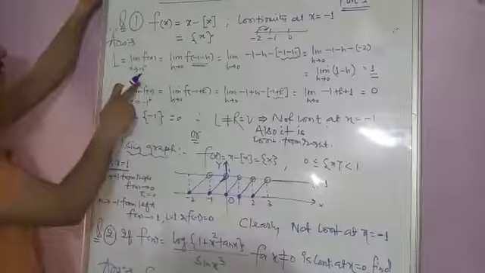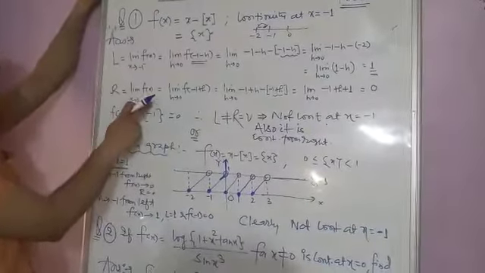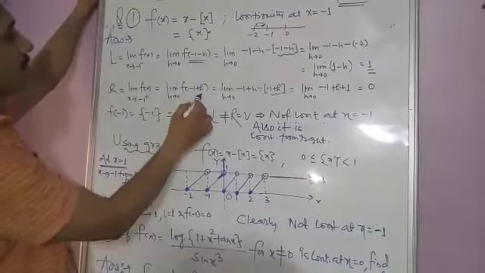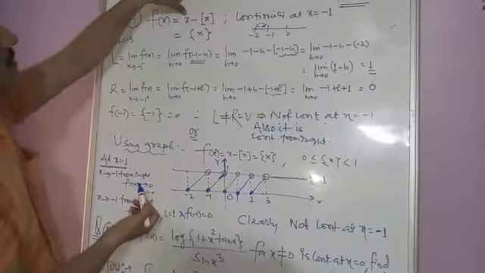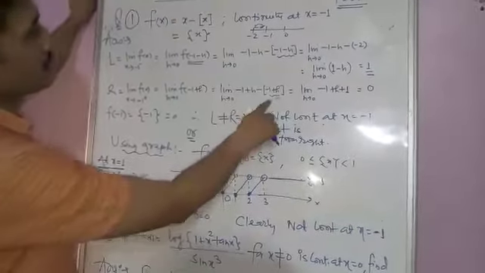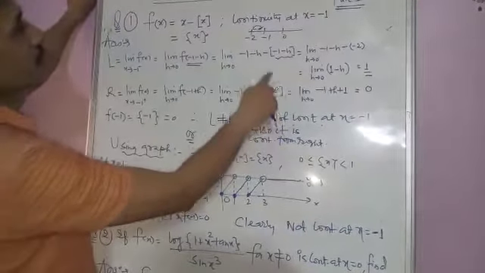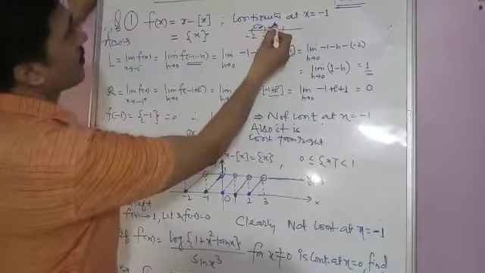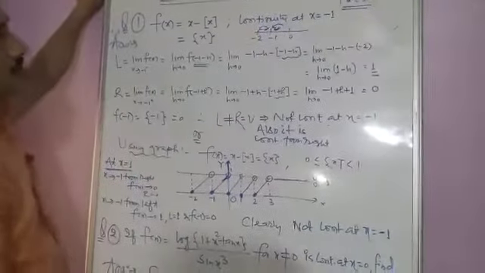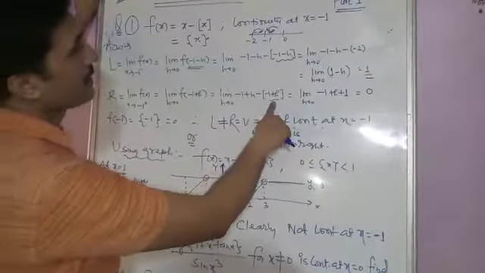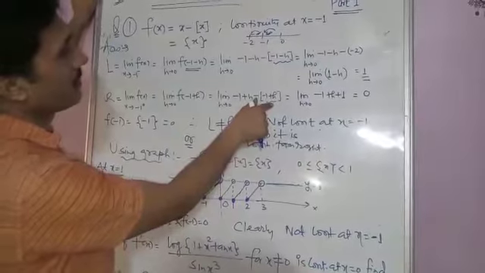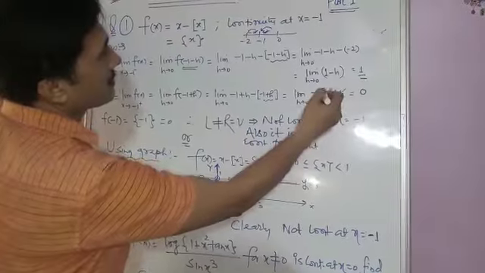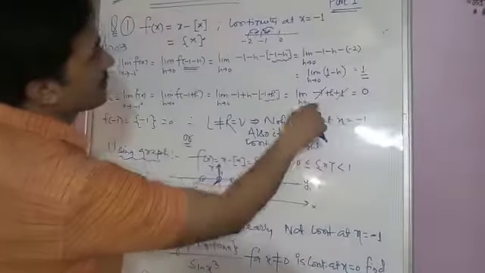Again, the right hand limit of f(x) as x tends to minus 1 plus is the limit as h tends to 0 of f of minus 1 plus h. Minus 1 plus h means minus 1 plus something, a number lying between minus 1 and 0. So the integral part again is minus 1. So this part equals minus 1, and minus 1 into minus 1 plus 1, so this term will cancel out and the limiting value will be 0.